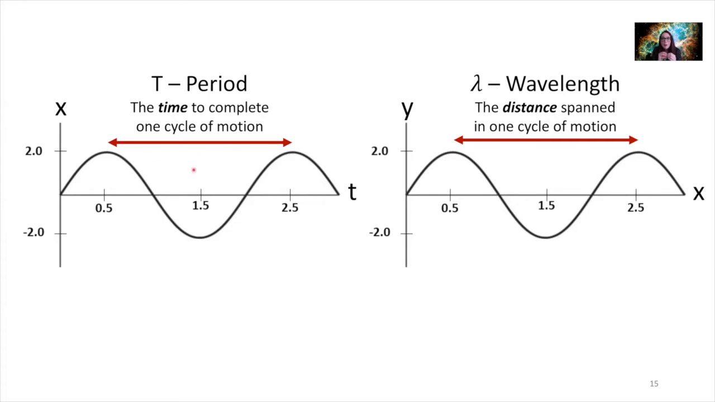So you want to think about, am I looking at time on the horizontal axis or am I looking at position? If you're looking at time on the horizontal axis, you're going to think about finding the period. If you're looking at x on the horizontal axis, you're going to think about finding the wavelength. Now, if we're looking at a graph of position vertically on the y-axis and position horizontally on the x-axis, we're looking for the wavelength here. The wavelength in this case is the distance spanned in one cycle of motion. So if you're looking at a graph of y versus x for a wave, the distance between consecutive peaks of the wave is the wavelength.